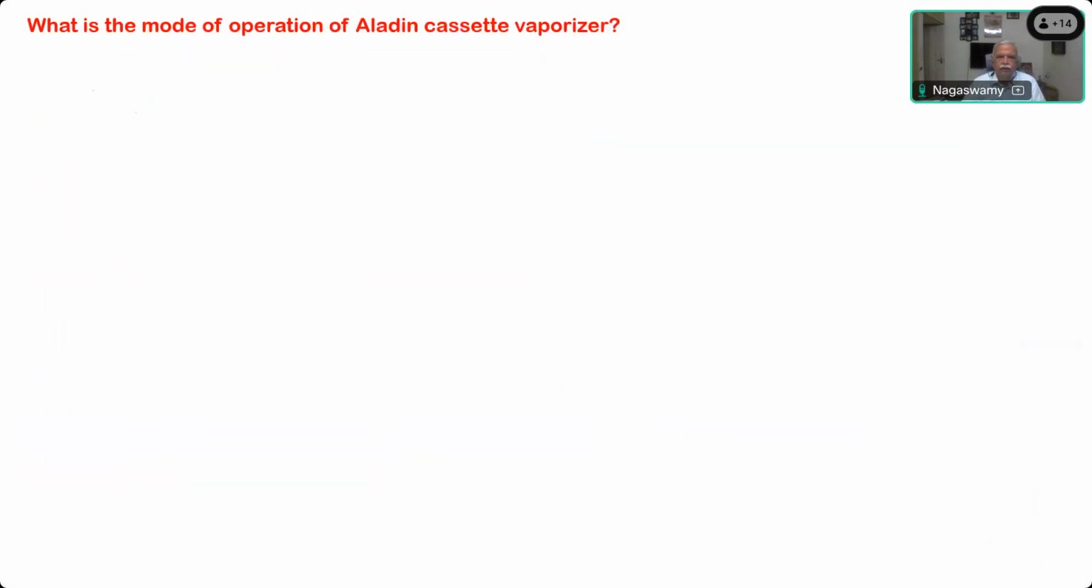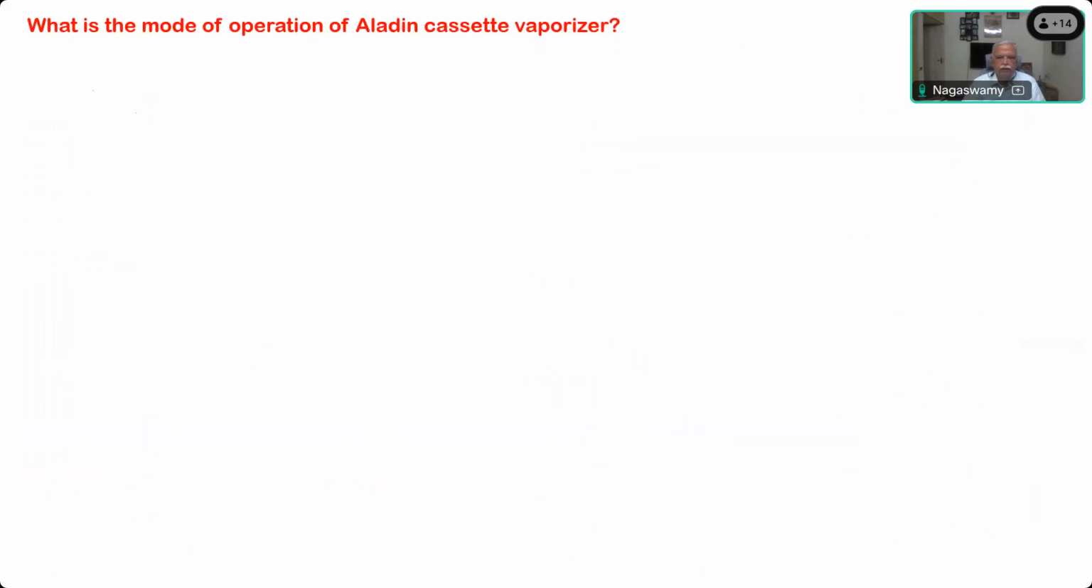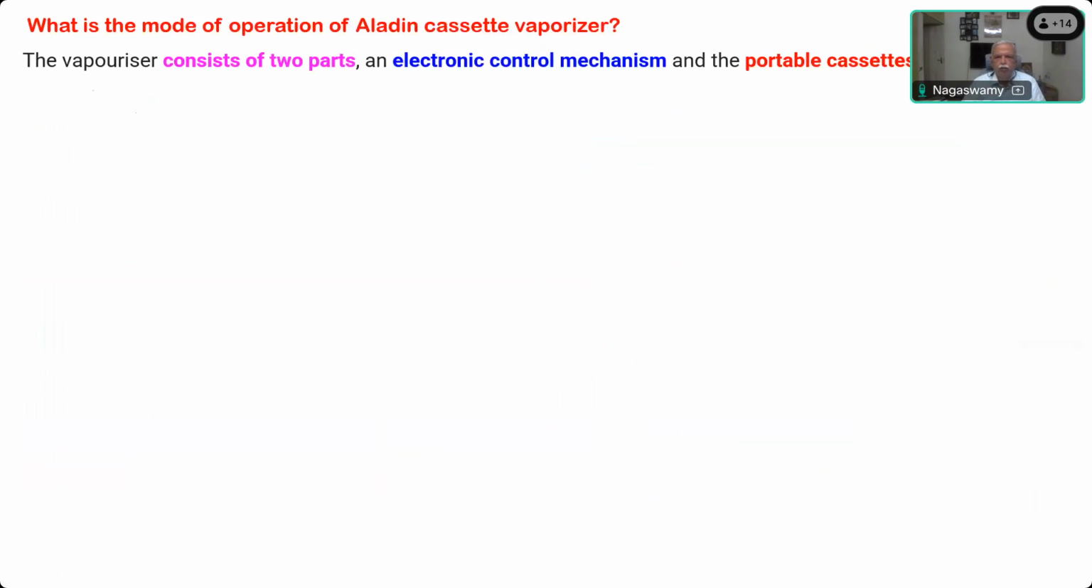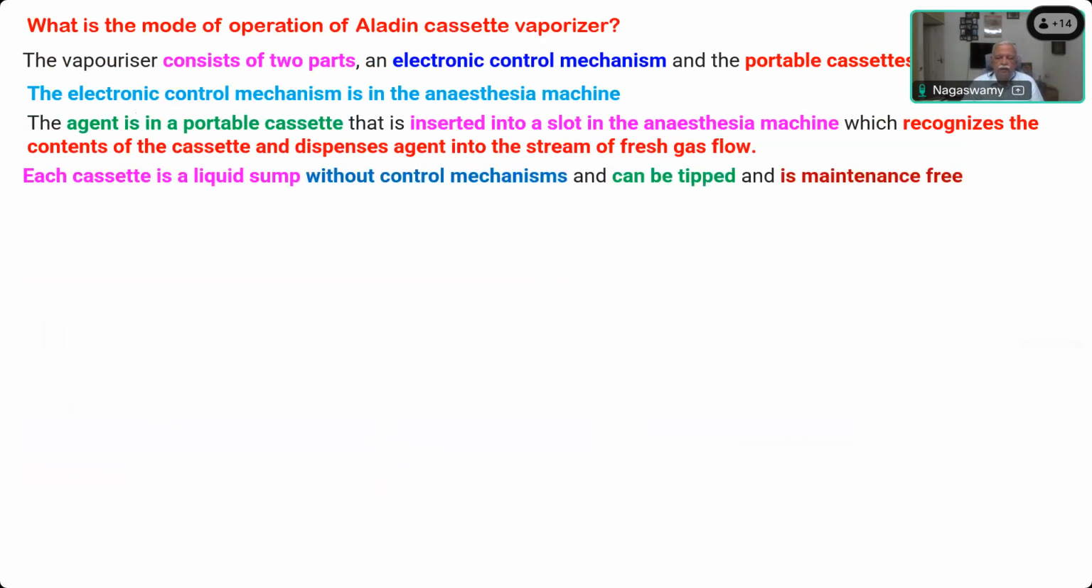What is the mode of operation of the Aladdin cassette vaporizer? Again, they may ask you, in theory also it may come sometimes. It consists of two parts: an electronic control mechanism and a portable cassette which is inserted. The electronic control mechanism is in the anesthesia machine, and the agent is in a portable cassette that is inserted into the slot in the anesthesia machine, which dispenses the agent in the stream of fresh gas flow. So as I told you earlier, it's a variable bypass vaporizer.